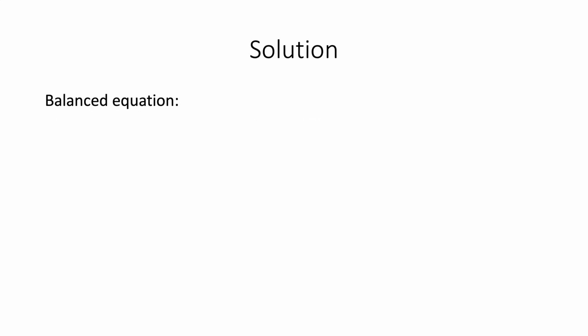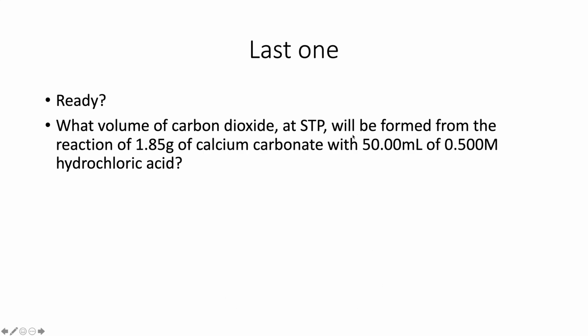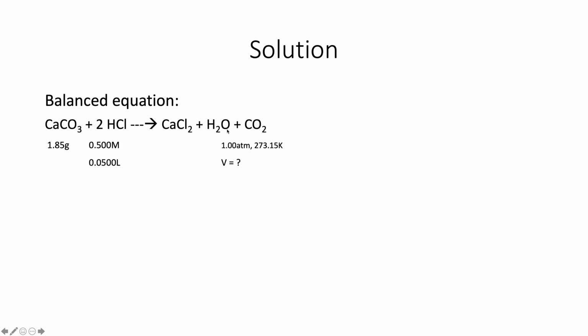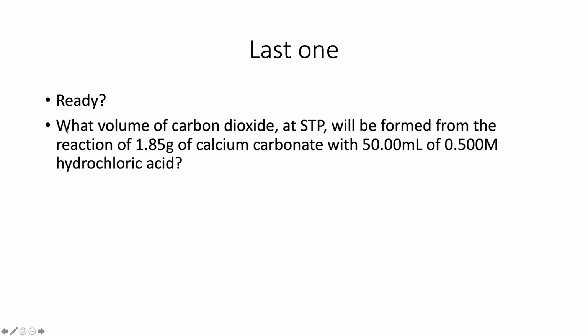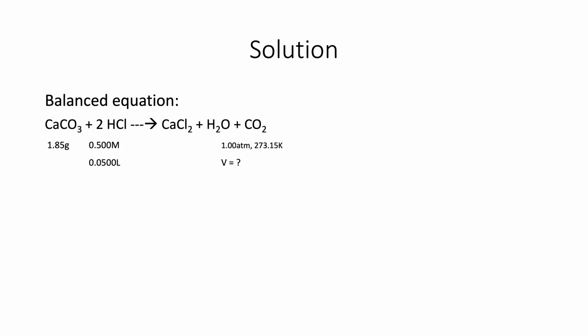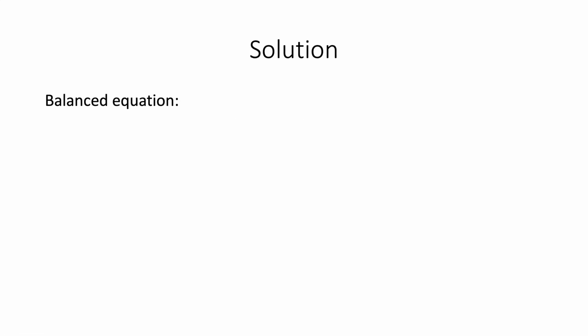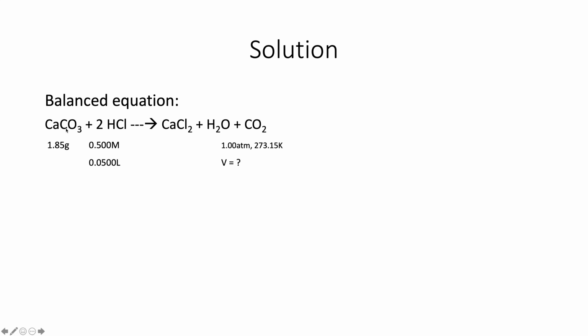All right, did you try it on your own? Okay, so let's go through. First thing we need is a balanced equation. Now, in this case, we're told the reactants and a product. We're going to need to come up with the other products. So calcium carbonate, right? Calcium carbonate reacting with hydrochloric acid. Just double check. Yep. All right. So this is double replacement.